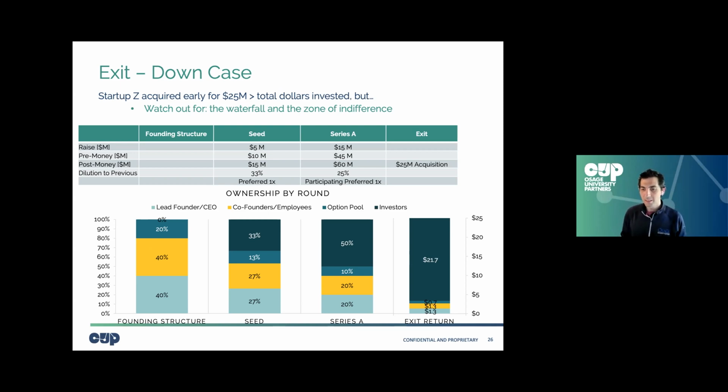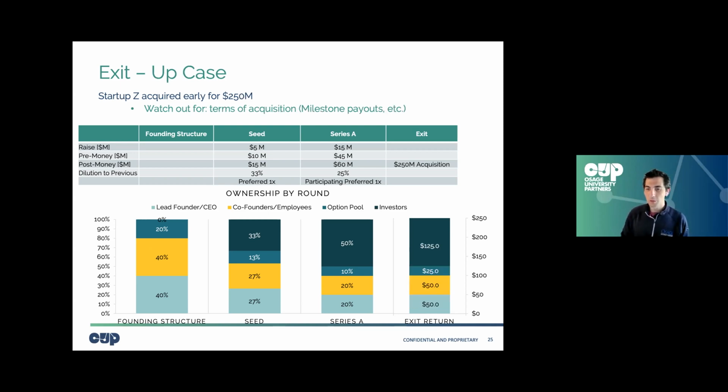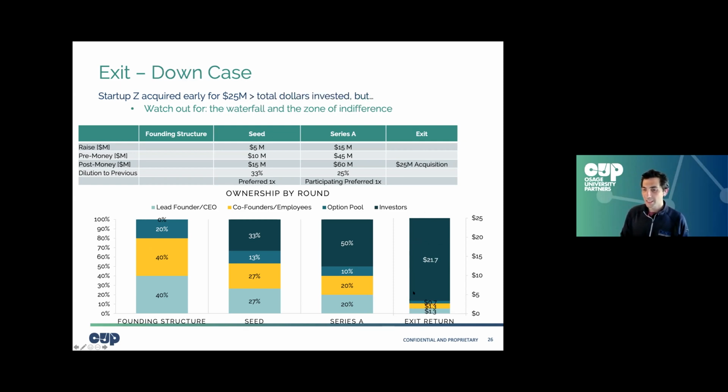But what happens here is, instead of them getting the equal distribution of the total exit value, in this case the 250 million, where they get 50% of it, investors actually get their money back first. And then they also can participate in the remainder. That's what the participating preferred is. So they get way more than 50%. They get their 20 million that they invested back first, and they also get the 50% of the remainder.